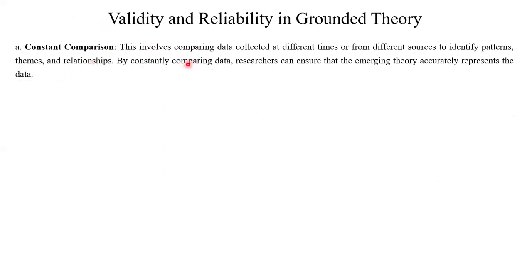Constant comparison involves comparing data collected at different times or from different sources to identify patterns, themes, and relationships. So you need to compare your collected data at different points in time or through different sources. If they are giving the same results at different points in time, it means your findings are valid and reliable. So by constantly comparing data, the researcher can ensure that the emerging theory accurately represents the data.